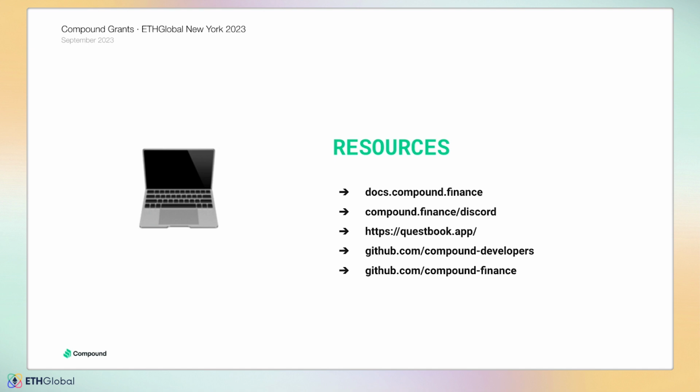If you have a technical question or just want to join the community conversation, you can go to compound.finance/Discord and join the Discord. If you want to apply for a grant to work on something in the Compound ecosystem, you can go to questbook.app. If you want to see code examples for building on top of Compound, you can go to the Compound-Developers GitHub organization. Or if you want to see the Compound Protocol smart contract code, you can head over to the Compound-Finance organization on GitHub.